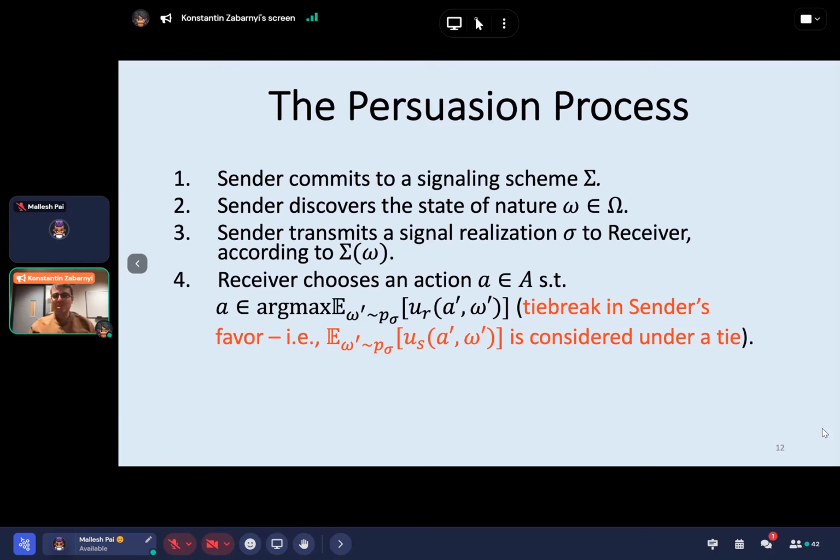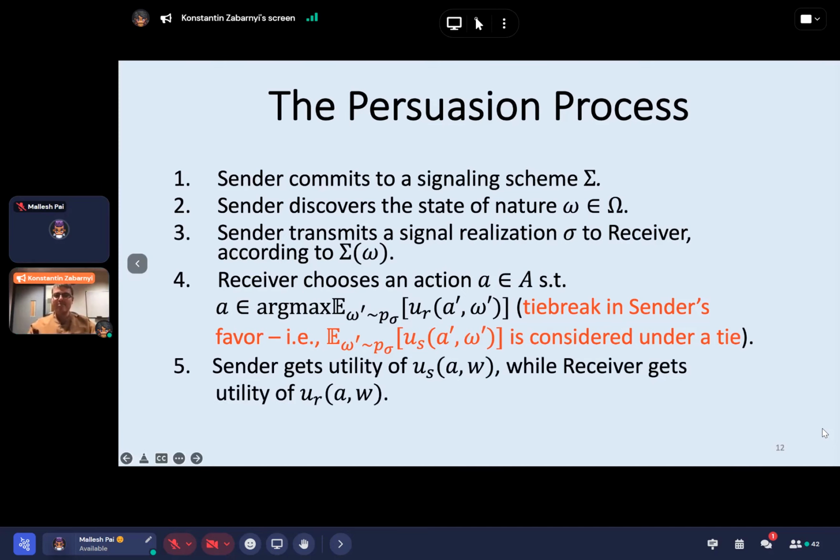This assumption is totally unimportant in practice, but in theory it's really helpful because it ensures that there always exists a signaling scheme which is optimal. Without this tiebreak in favor of the sender, it's not necessary that there exists an optimal signaling scheme. And the existence of the optimal signaling scheme facilitates the presentation. And finally, both agents get utilities according to the actual action chosen by the receiver and the true state of nature.